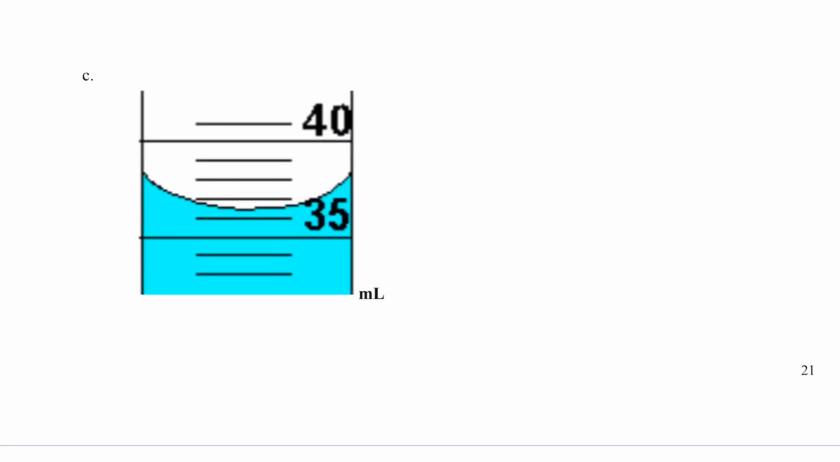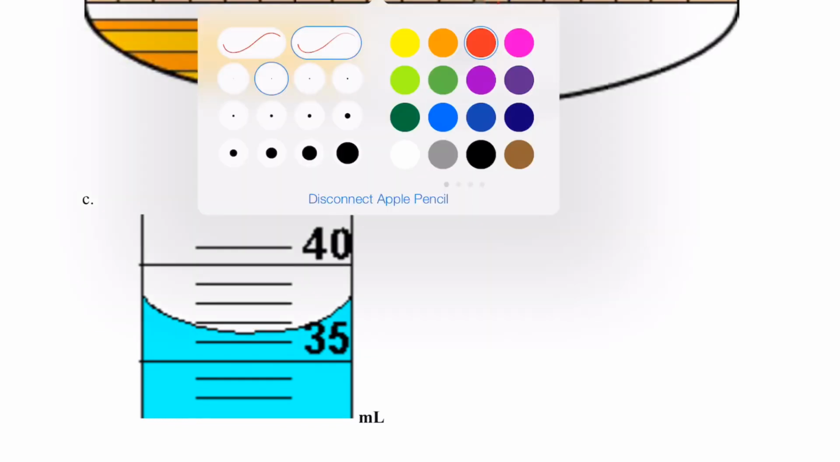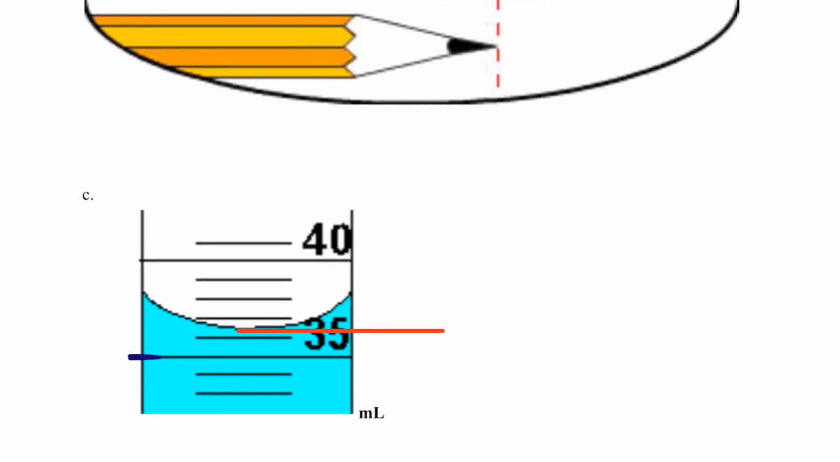Now, when you read some sort of liquid, you want to make sure you read the bottom of the meniscus. Okay, so that's going to be, and that wasn't a very good, let's do this. Something like there, okay? And then what a lot of people do is they kind of mix this up. The big lines are your 5s. So this is 35, 36, 37, 38, 39. So this looks like it's between 36 and 37.